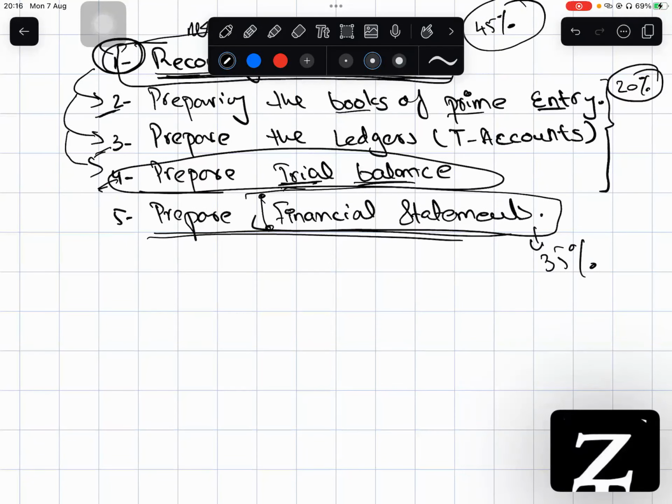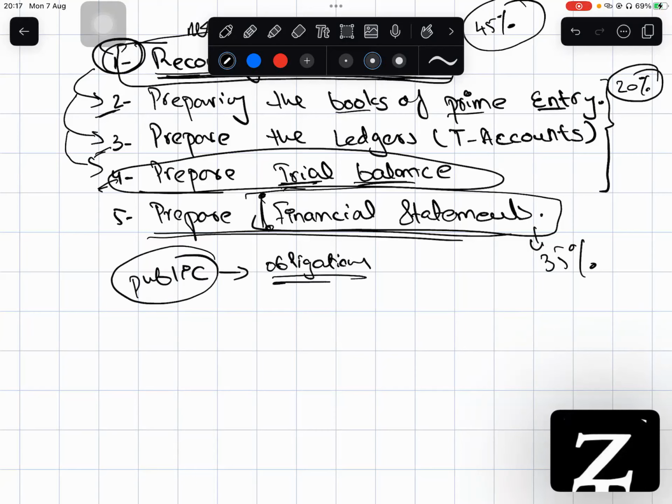So every company in the world, whether it is a public company, a private company, or a sole trader, prepares financial statements in order to check how the business is running and what the business is worth. We'll get to what public companies and private companies are later. But for public companies, it is an obligation to prepare the financial statements. They cannot get away with not preparing them. They absolutely have to prepare the financial statements.